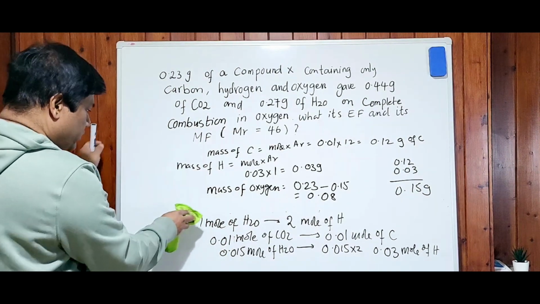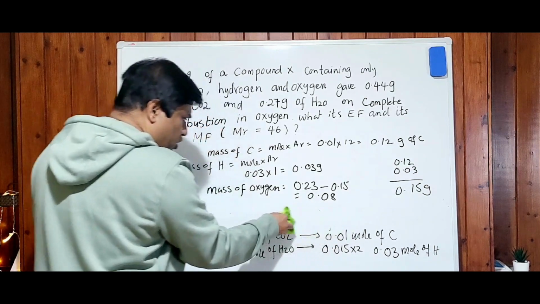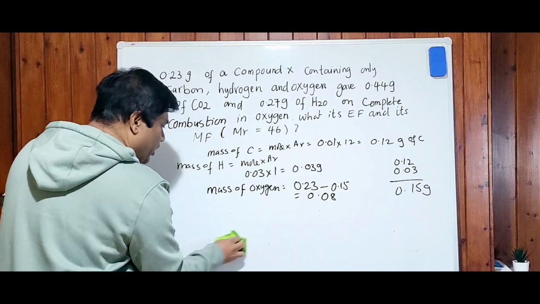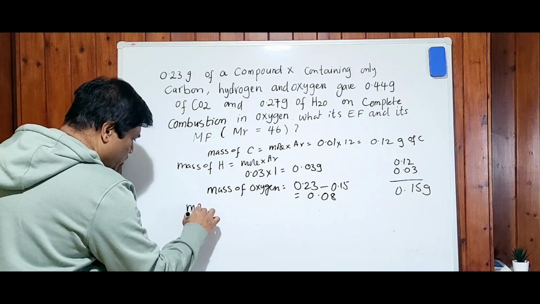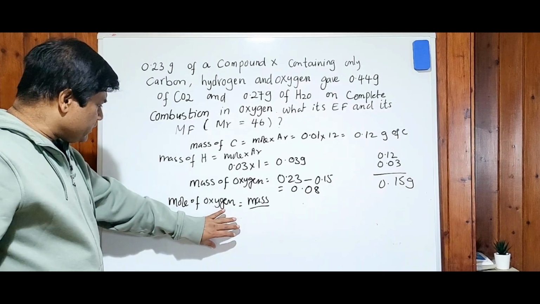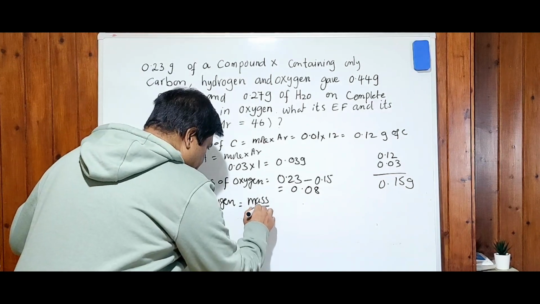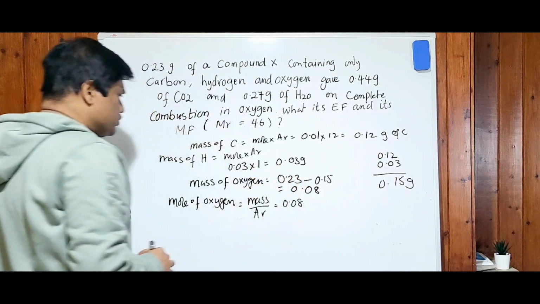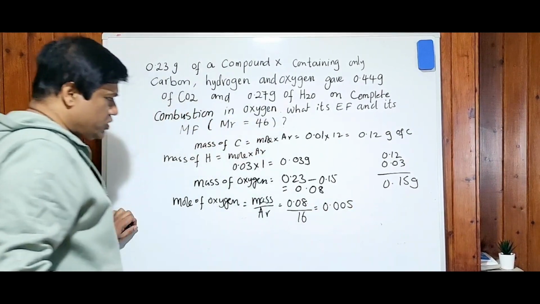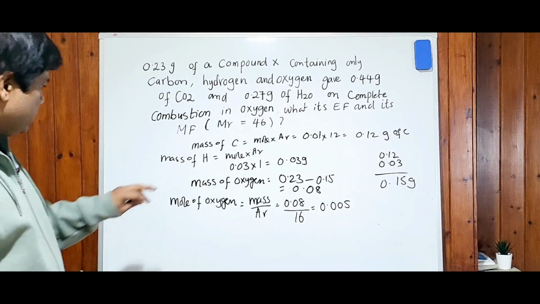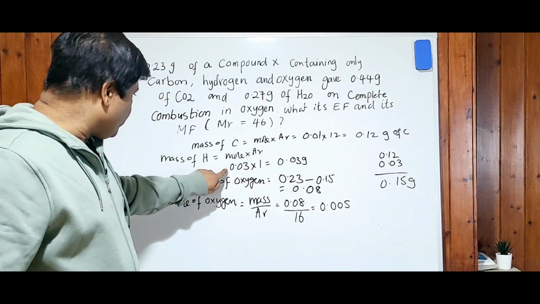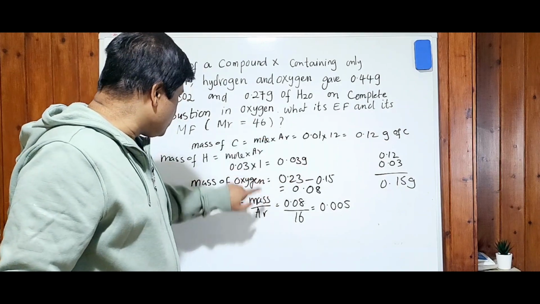Now, with that mass of oxygen atom, you can figure out its mole. So find out the moles of the oxygen atom, because we have to get the molar ratio. So mole of oxygen, sorry, oxygen atom, not oxygen molecule, equals mass over its AR. Mass is given: 0.08, we just worked it out, divided by 16, which equals 0.005. Use the calculator. Now we know the mole of carbon, the mole of hydrogen, and the mole of oxygen.